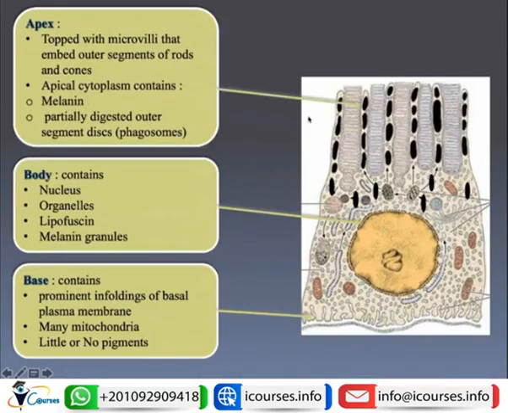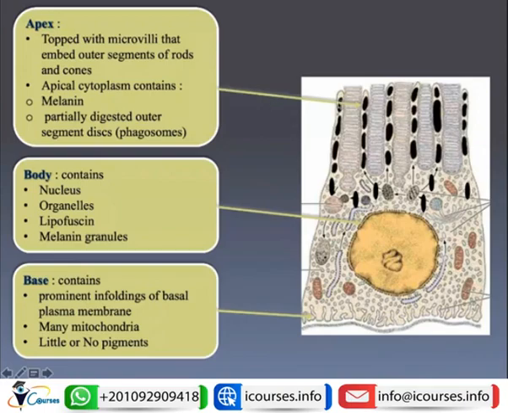Then we have the apex, and the apex will show finger-like projections or villi. These villi are interdigitating with a disc-like structure called the photoreceptor outer segment. So this is the photoreceptor outer segment, and this is the villi of the retinal pigment epithelium. As you can see, they are both integrated together, and this means that they are both functioning together for the purpose of the visual cycle.